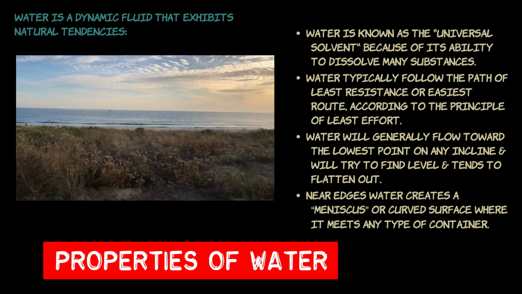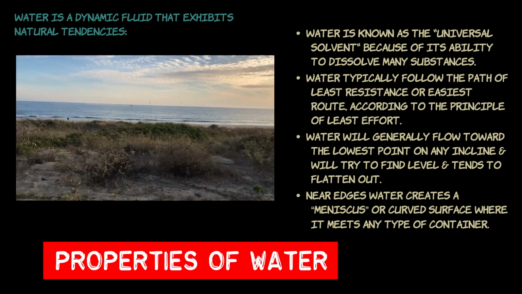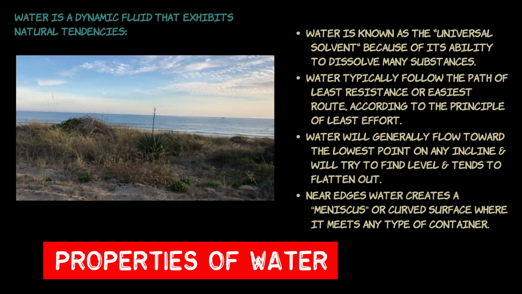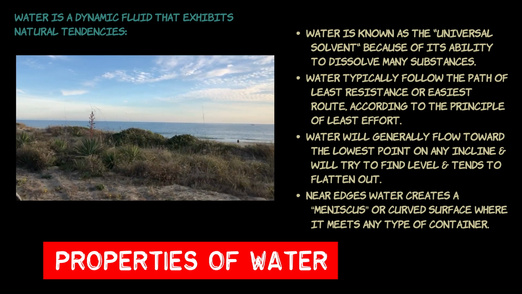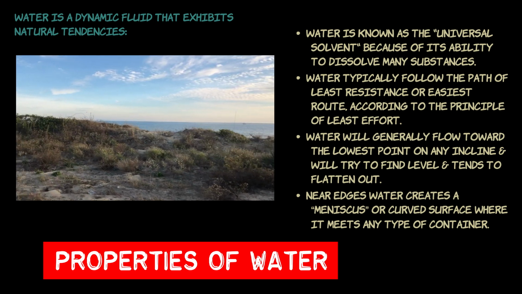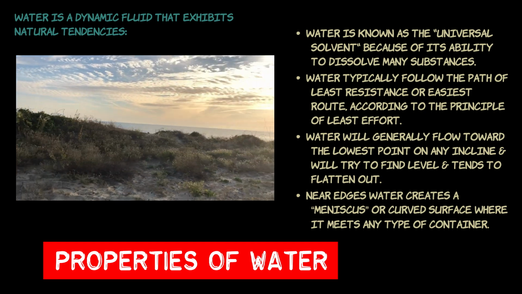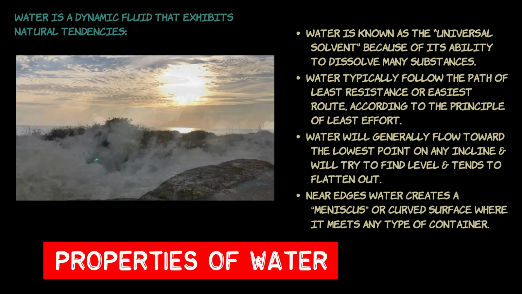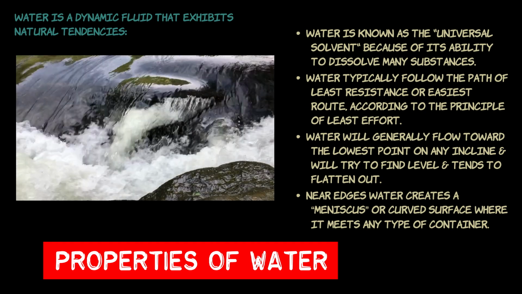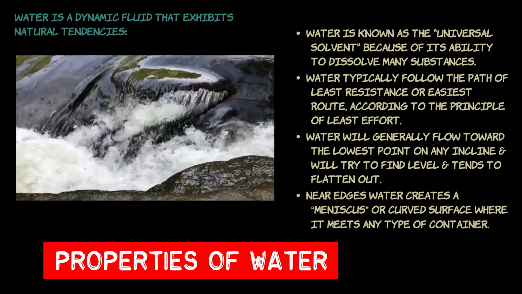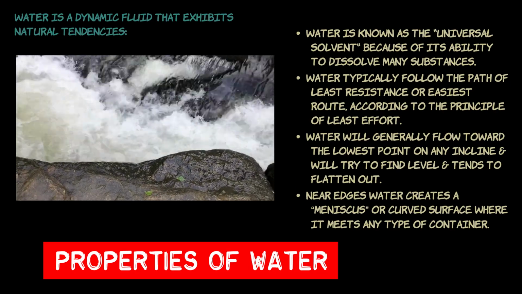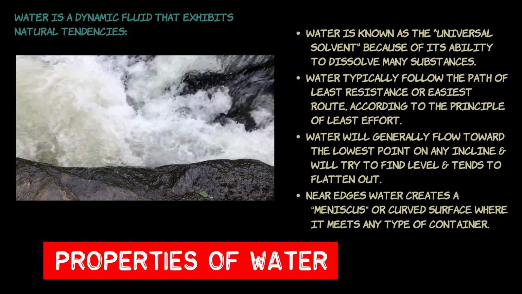Water is known as the universal solvent because of its ability to dissolve many substances. Water typically follows the path of least resistance, or easiest route, according to the principle of least effort. Water will generally flow toward the lowest point on any incline, will try to find level, and tends to flatten out. Near edges, water creates a meniscus, or curved surface, where it meets any type of container.